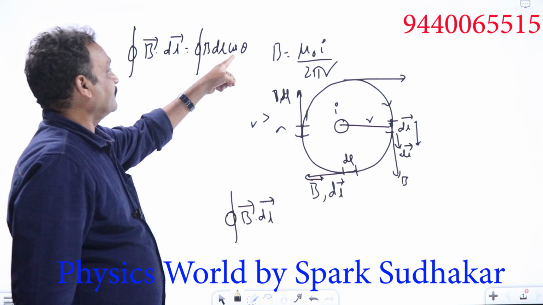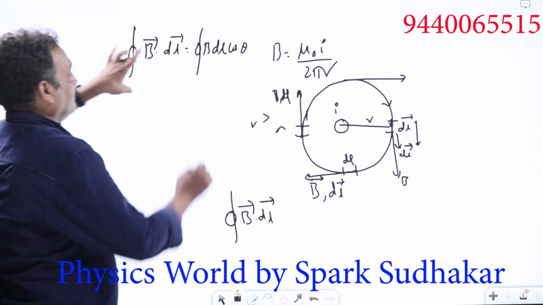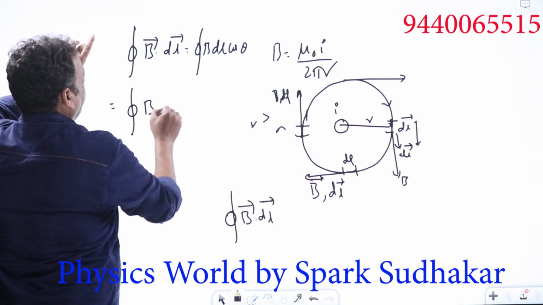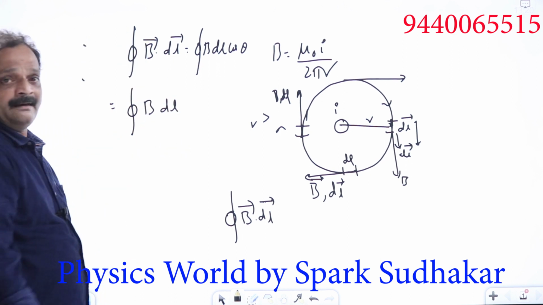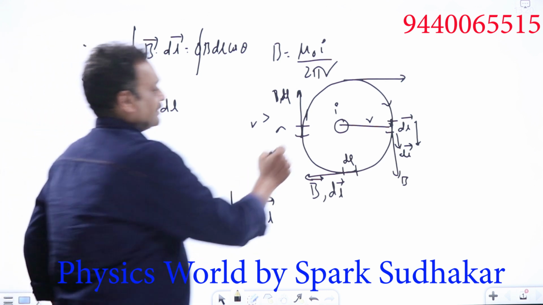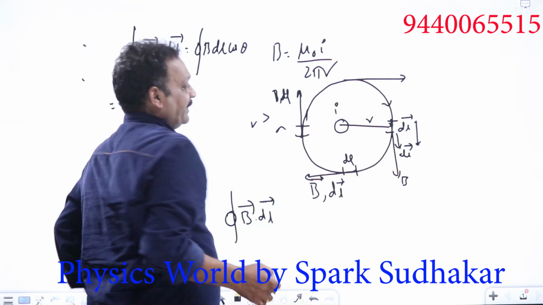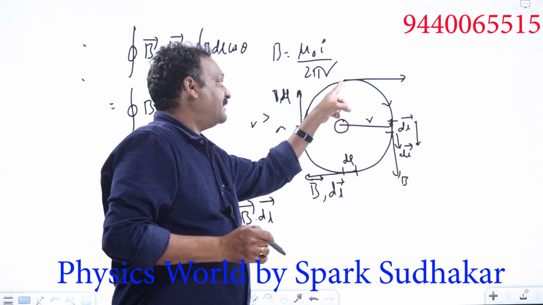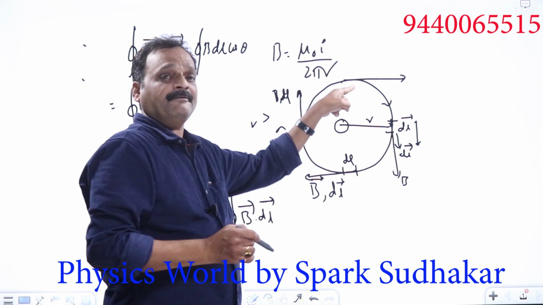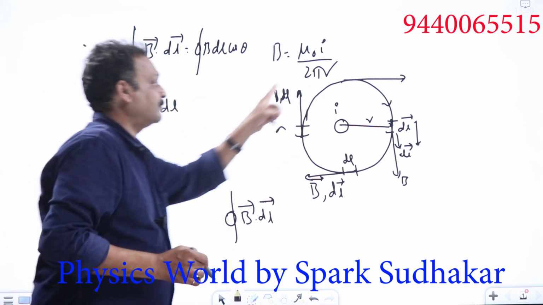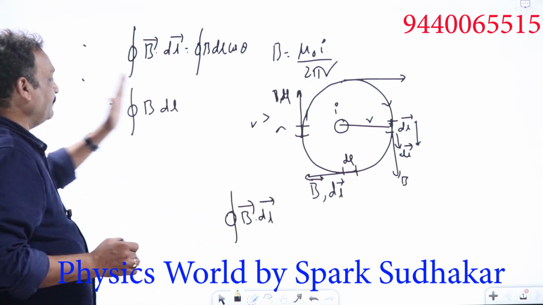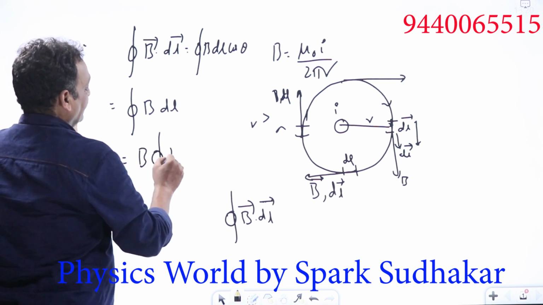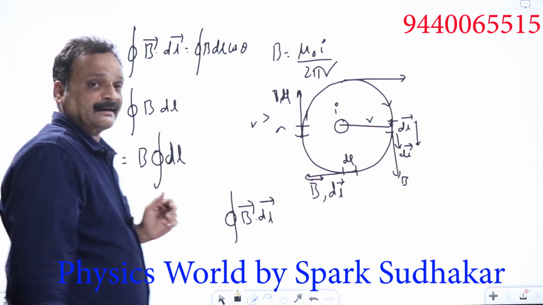Since theta is 0 degrees, cos 0 is 1, so circular integral B dl cos theta is simply circular integral B dl. Now, throughout this path B is constant. Why? Every point on the path is at a distance r from the wire, isn't it? So B is the same here, here, everywhere, which means B is constant throughout this Amperian path. So I can safely take B out of the integral and write this as B into circular integral dl.